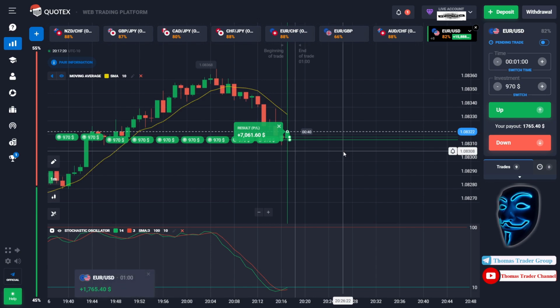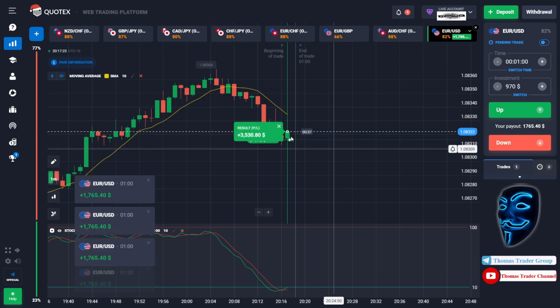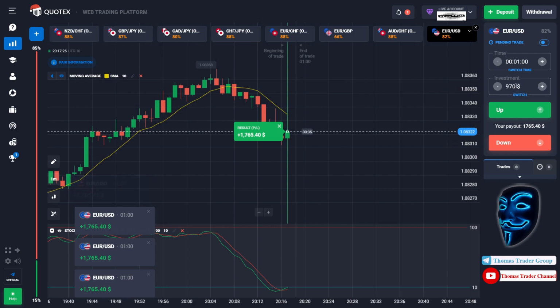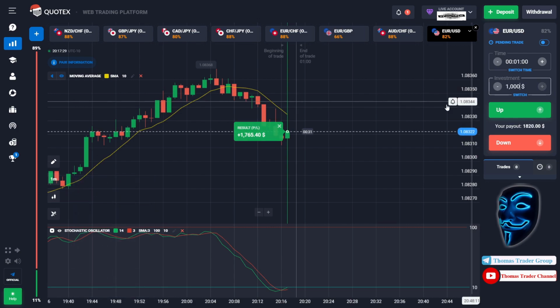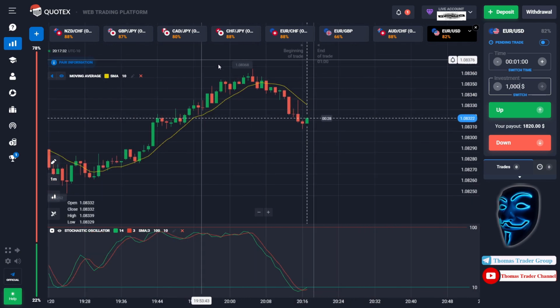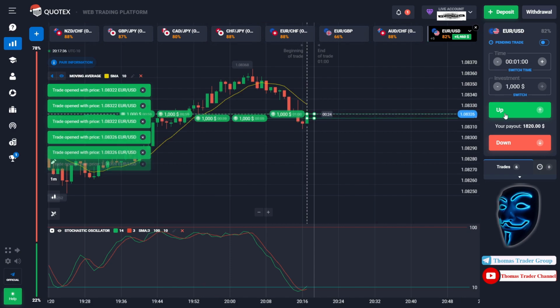We made a right prediction over here. We made a profit of $22,000. Let's divide it into 22 and we will open 22 positions of $1,000 in the next open position. And over here we still can open buy for 1 minute. We will open 22 positions of $1,000.